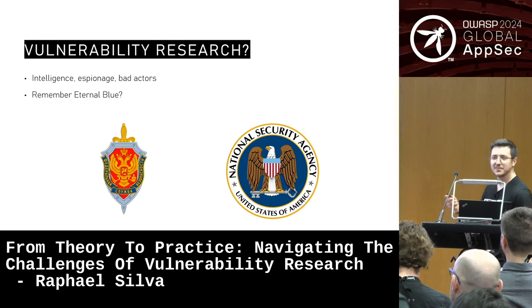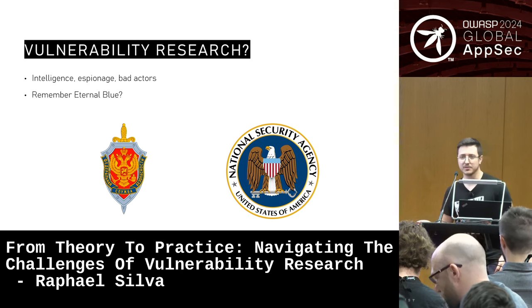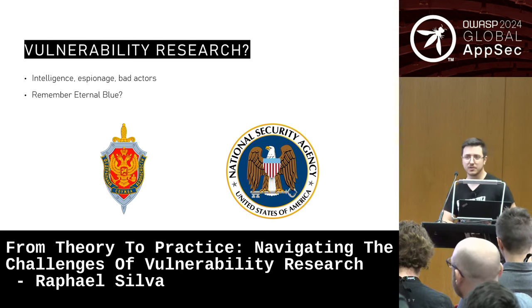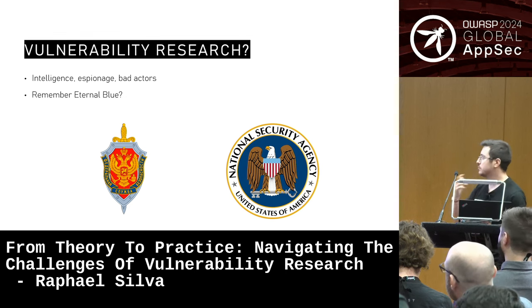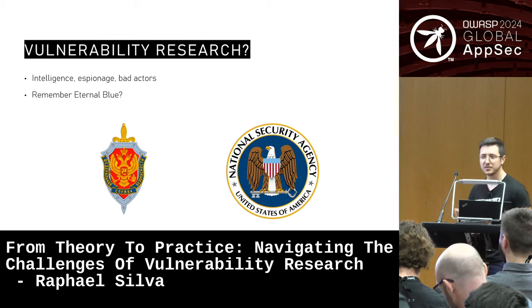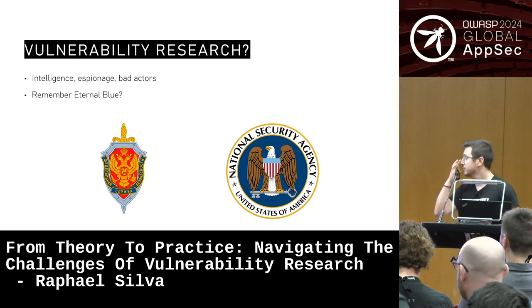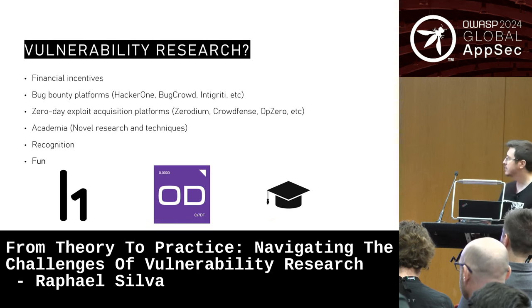Another group hacked into the NSA and leaked everything to the public. So along with EternalBlue, a whole lot of other hacking tools and exploits from the NSA that they were hoarding for themselves got leaked. And that was a whole mess. WannaCry was from EternalBlue as well. But point is, a lot of people do vulnerability research.